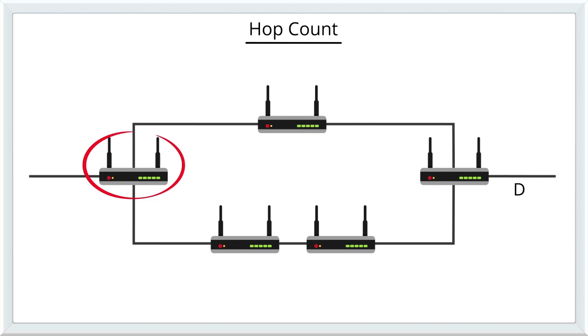So, say this router has a message that needs to be sent to the D network in this direction. The hop count to the destination would be 1, 2. The packet goes through 2 routers to reach the destination. If the packet traveled this direction, the hop count would be 1, 2, 3. In this example, this router has 2 routes to the destination network. If using the hop count as its metric, it will use the path with the lower hop count, which is the one with 2 hops.